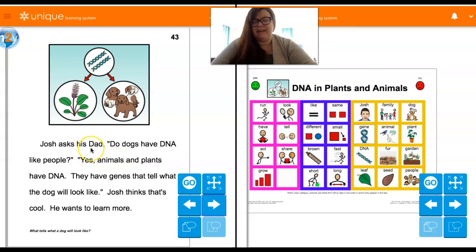Josh asks his dad, do dogs have DNA like people? Yes, animals and plants have DNA. They have genes that tell what the dog will look like. Josh thinks that's cool. He wants to learn more. So, who is the boss of the cells? The DNA. Who tells the plant and animals what they're going to look like? The DNA. DNA is in plants and animals too.